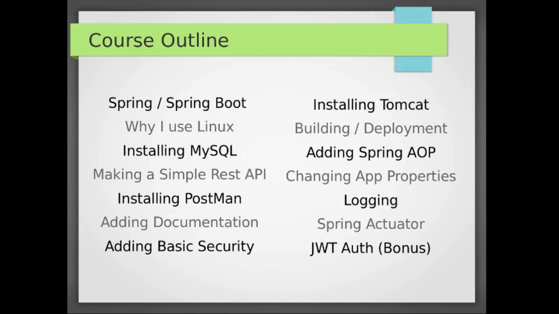Then we'll go into installing Postman. Postman is what we will use to call our REST API. Since we're not making an actual front-end application that will do that, we will use Postman to call those APIs. Next, I will show you how to add documentation the easy way. And then we will add basic authentication to the simple REST application.